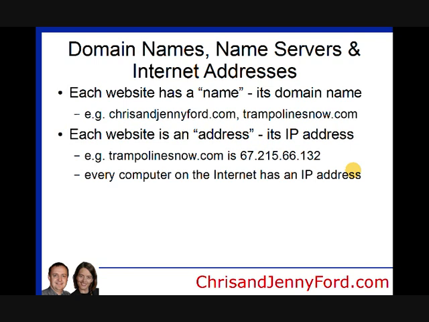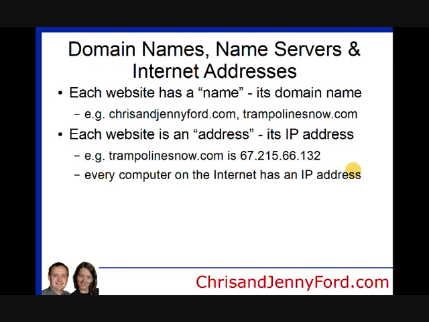Just like you and I have a name and we have a street address, and if you want to send me a letter you have to know my street address. If you want to communicate with another computer on the internet, you need to know its internet address. For example, trampolinesnow.com, its internet address is 67.215.66.132, and that's what internet addresses look like. There will be 4 numbers separated by dots, and each of the numbers will be between 0 and 255. You don't need to know the details of that or why, but that's what you'll see.